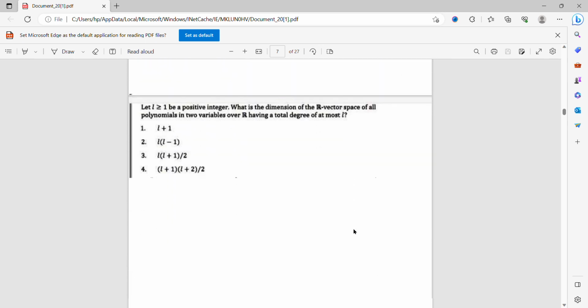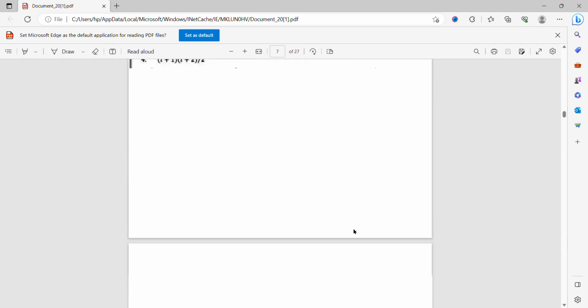Now come to the next problem. It is a very simple problem, but it's a tricky problem. Let L greater or equal to 1 be a positive integer. What is the dimension of the real vector space of all the polynomials in 2 variables over R, having a total degree at most L?